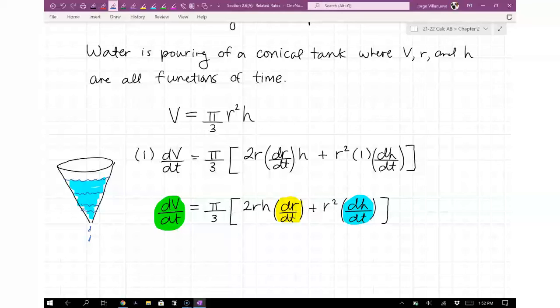So volume is changing, dV/dt. Radius is changing, dr/dt. The height is changing, dh/dt. Okay, all of that is moving with time. As time goes on, things are changing, and they change every instant. Every half second, I get a new radius, a new height, and a new volume. Every millisecond, I have a new radius, a new height, and a new volume.